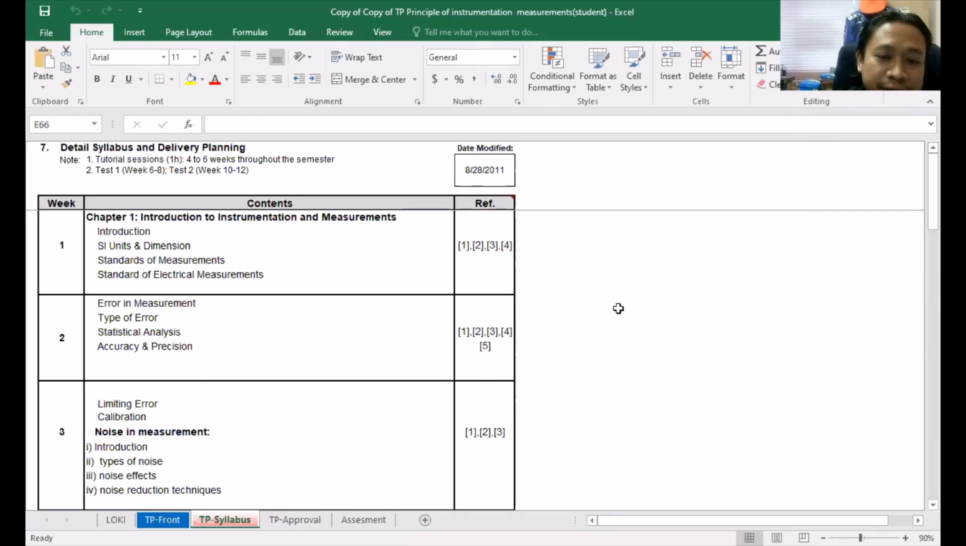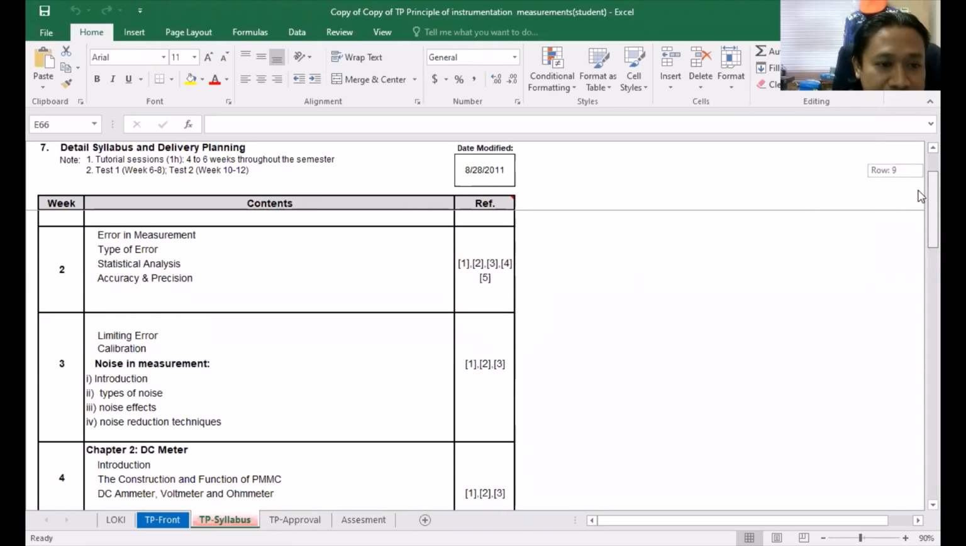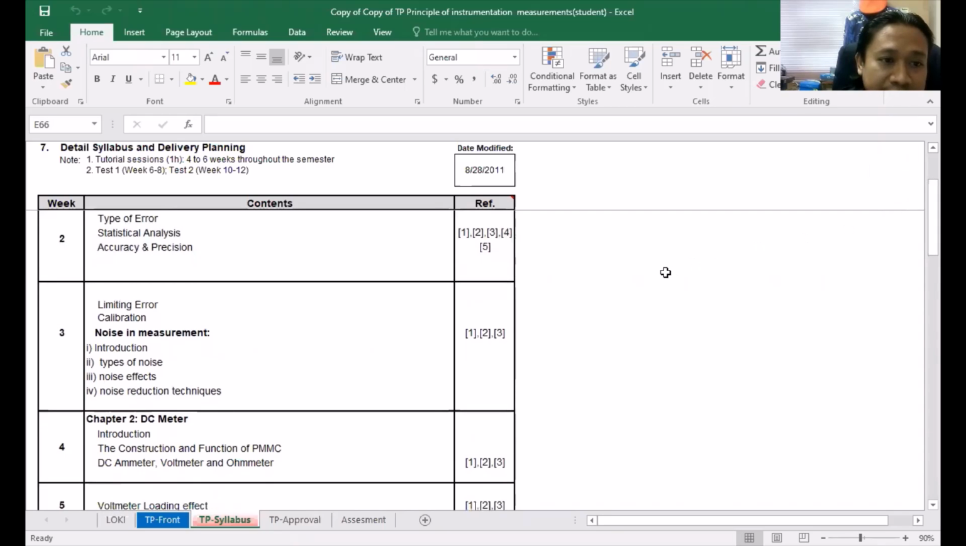When we do some measurement, maybe we have some error. You have to know the types of error. After you do a lot of measurements, you have to do some analysis that we call statistical analysis. Based on this analysis, you can calculate the accuracy and the precision of the measurement. That will be covered in chapter 1. Also, how to reduce the error.